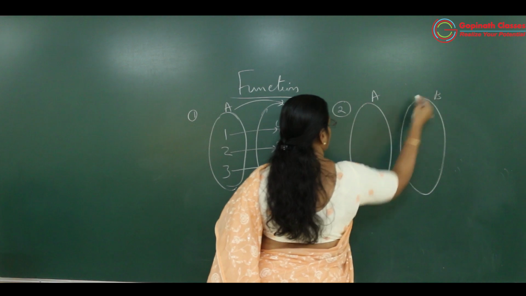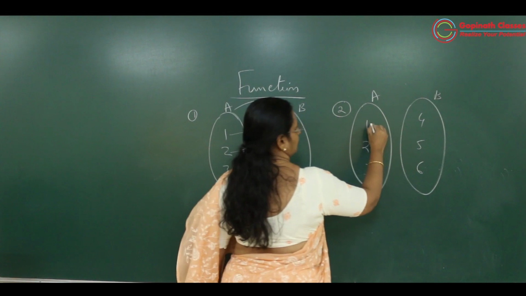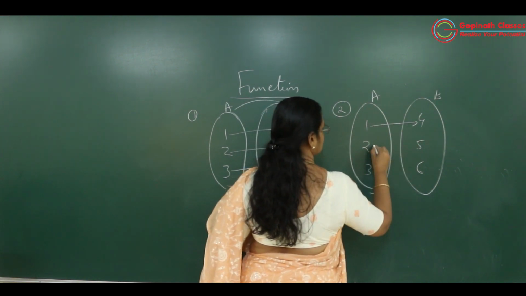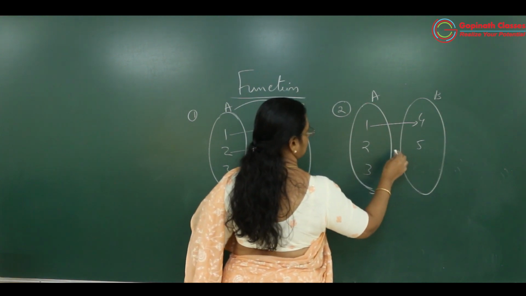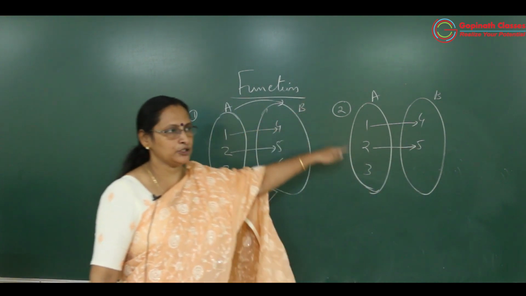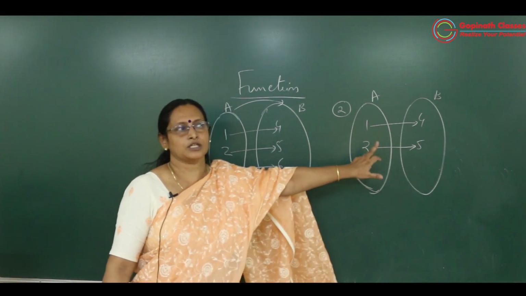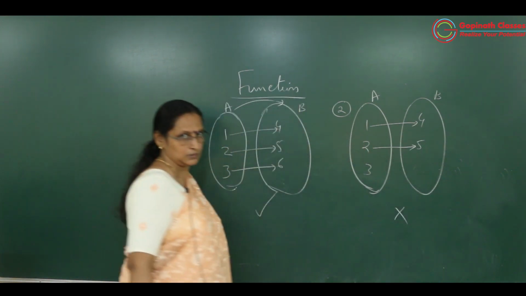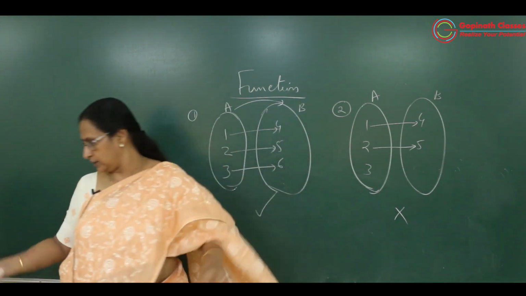Come to the second one. A, B. 1, 2, 3, 4, 5, 6. Look at this. The first concept itself fails, because 3 is not included in the relation. So in this case, is it a function? No. The earlier one is a function, this is not a function. Why? Every element of A is not included.